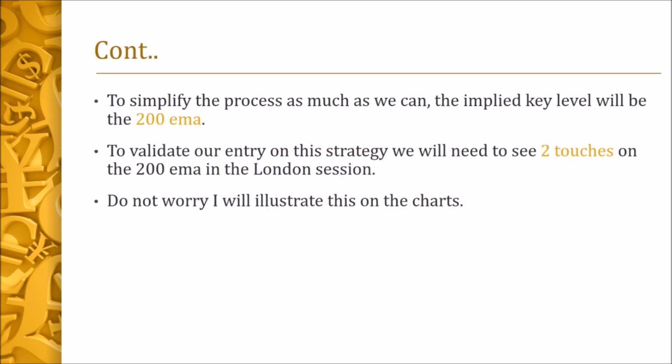So to simplify the process as much as we can, the implied key level will be the 200 EMA, and to validate our entry on this strategy, we need to see two touches on the 200 EMA in the London session. So basically we are looking for two touches on the 200 EMA in the London session. Do not worry, I'll illustrate this on the charts.